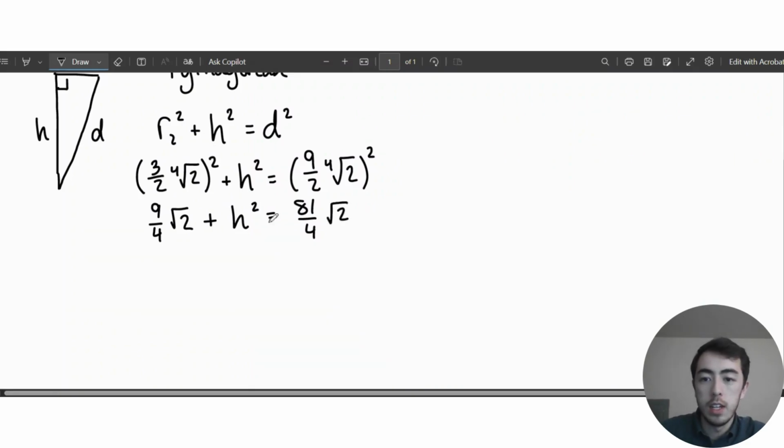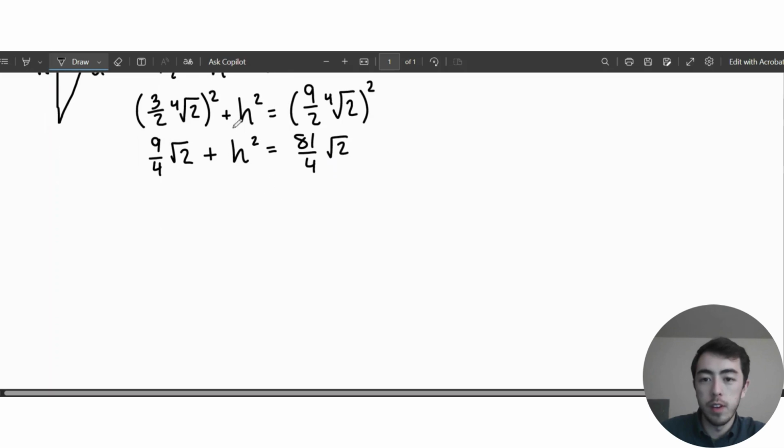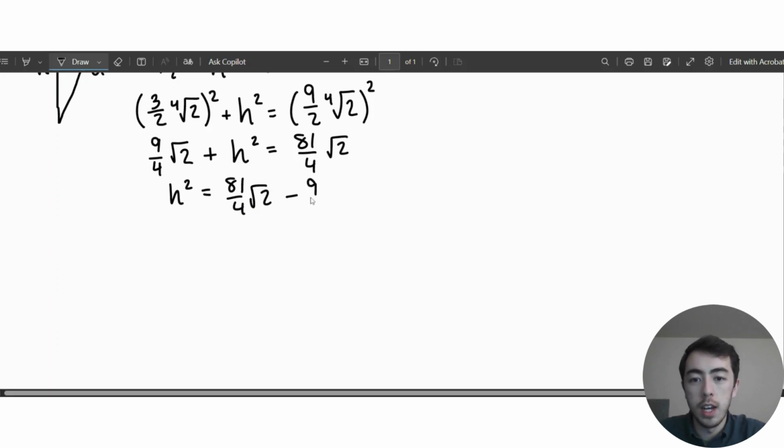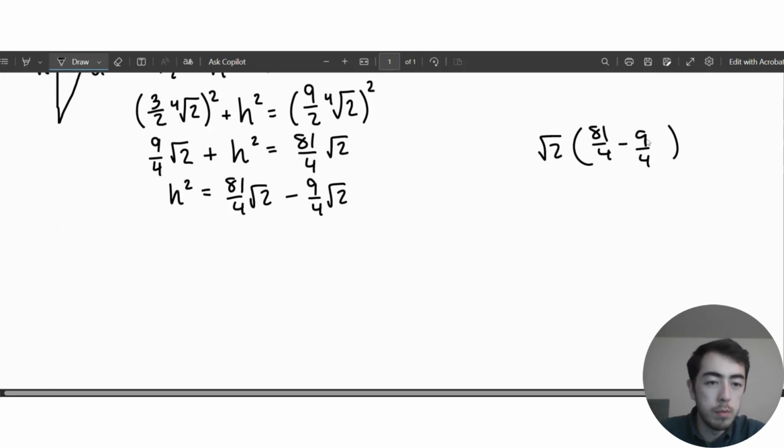All right, now I should just keep solving until I can figure out what h is. I'll subtract this term and move it to the right side of this equation. So I'll get 81/4 times root 2, and I'm subtracting 9/4 times root 2. And here I can factor out a root 2 and just worry about the fraction subtraction. 81 minus 9 is going to be 72. So h squared is equal to 72/4 times root 2.